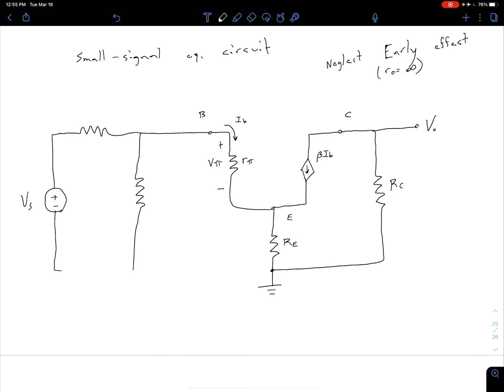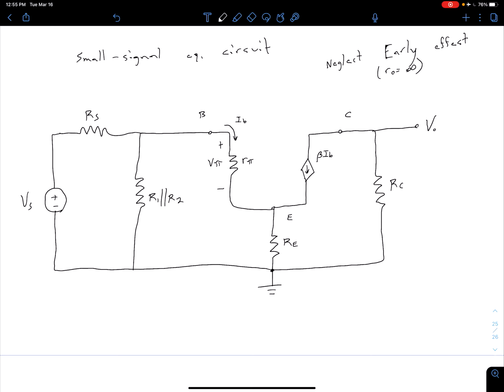So let's just connect all of that up. So we get something that looks like this. And so again, this is R1 parallel R2, and this is RS. Okay, so a little bit different than what we've seen before, but not too much.